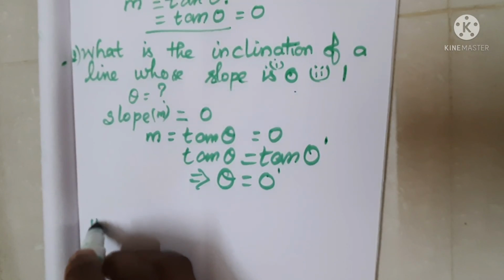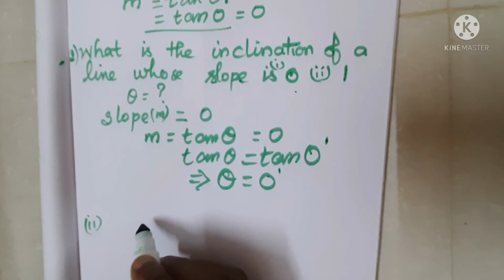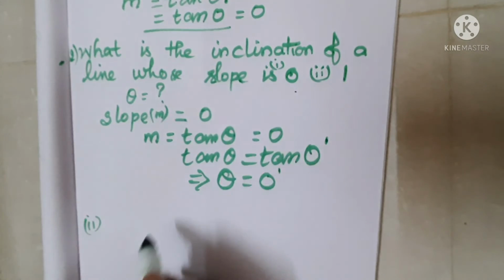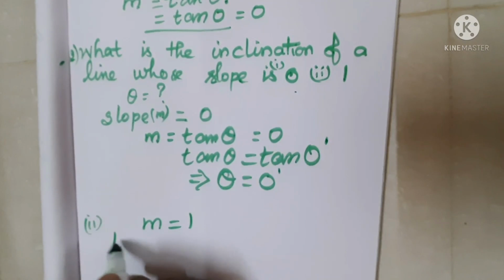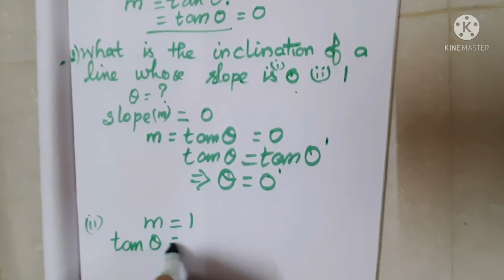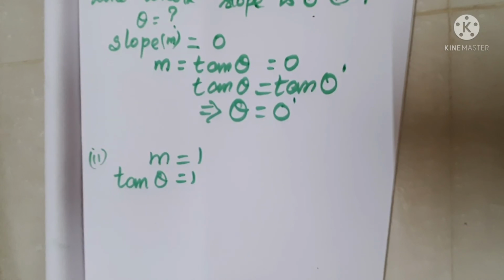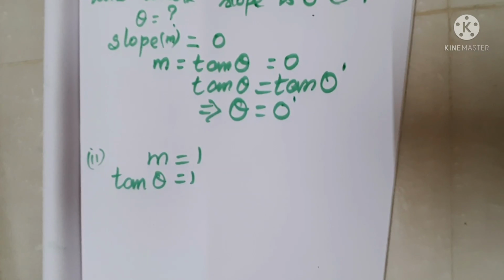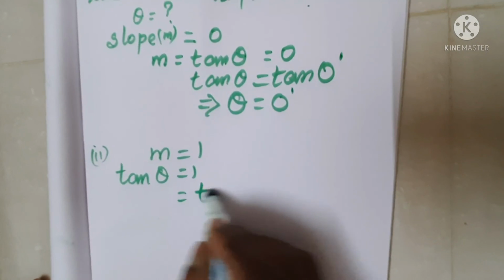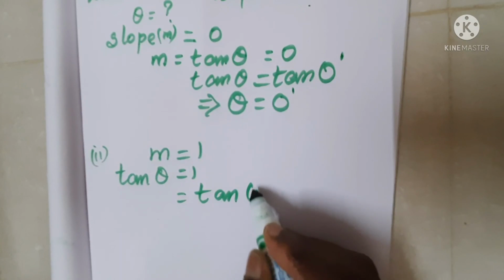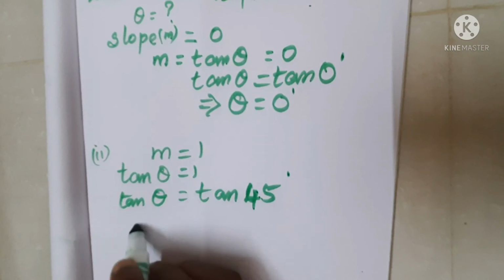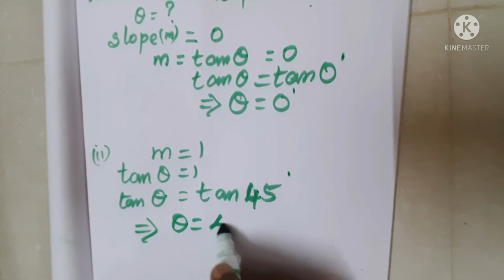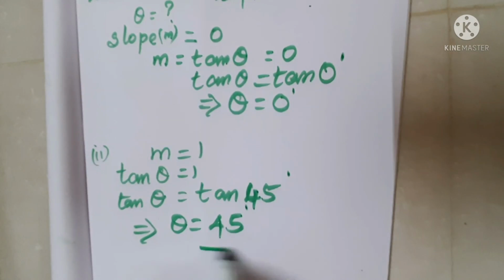Okay. Then second subdivision, it is given as 1. So m is equal to 1. m means tan theta, so tan theta is equal to 1. For what value will you get tan as 1? It is tan 45. So you write here tan 45 degree. So tan theta is equal to tan 45. This implies theta is equal to 45 degree.